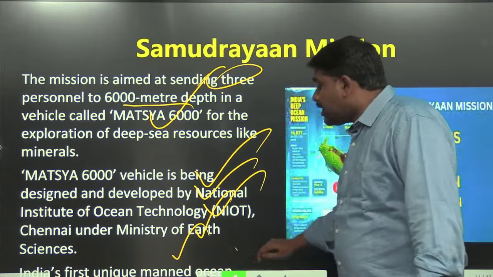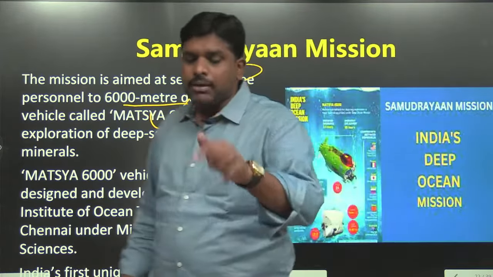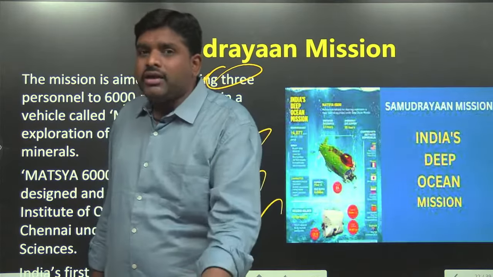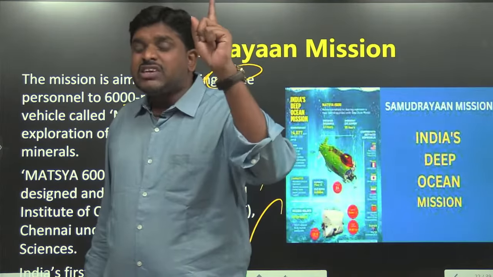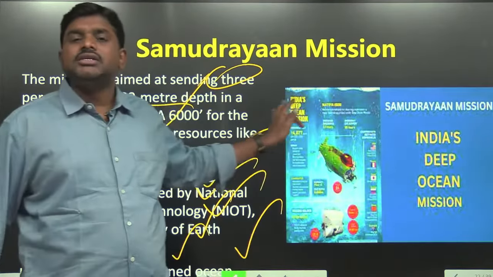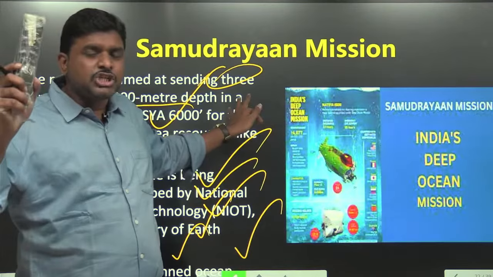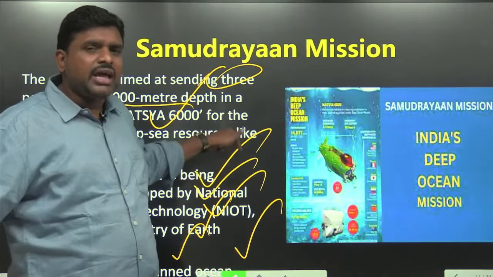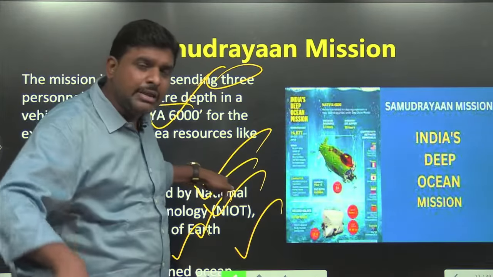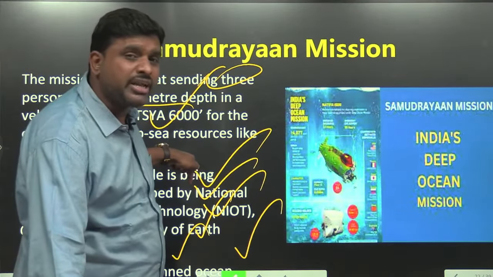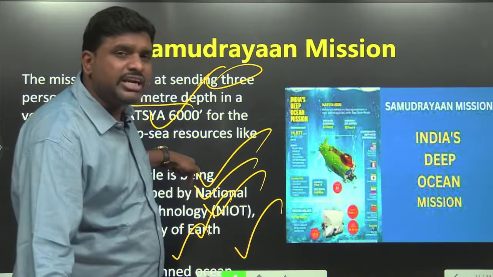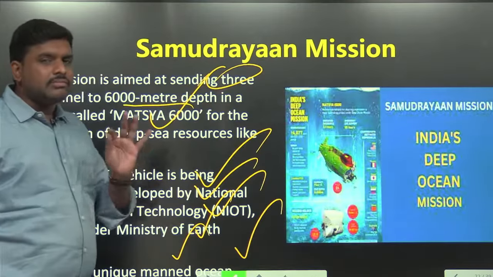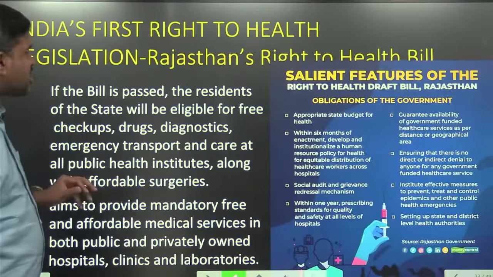India's first unique manned ocean mission, meaning for the first time a man is going 6,000 meters deep inside the ocean in the history of India. That is the reason it is important. For the first time in the history of India, one man is entering the Matsya 6000, and this Matsya 6000 is going 6,000 meters, meaning 6 kilometers deep into the ocean. There they are doing the deep sea mining. That particular mission is called the Samudrayan mission, which started in the month of March.